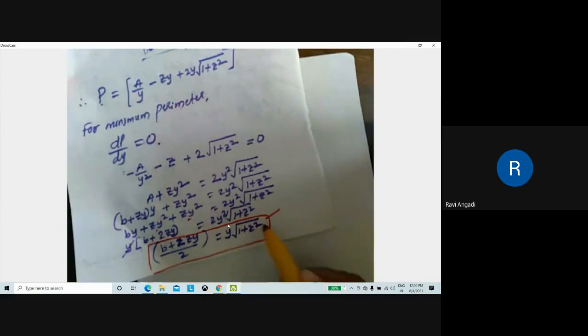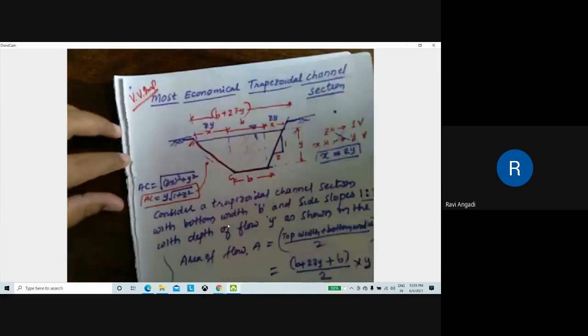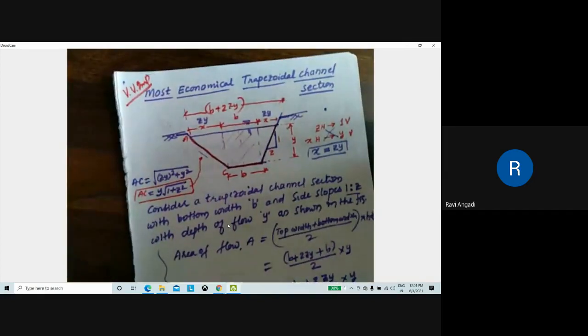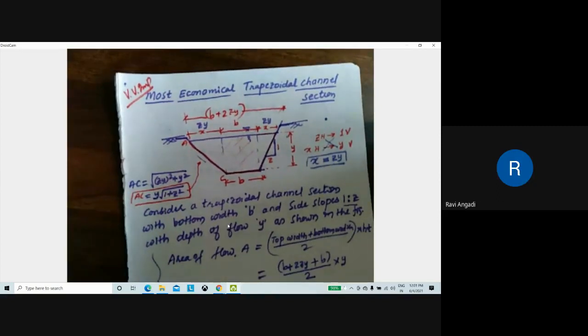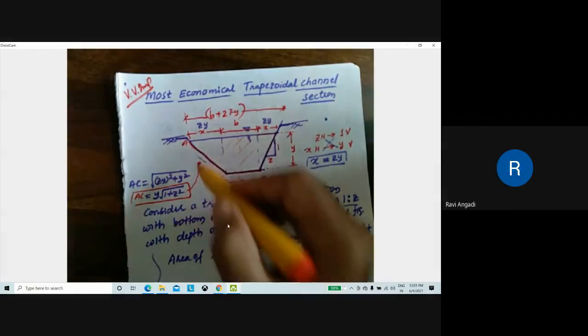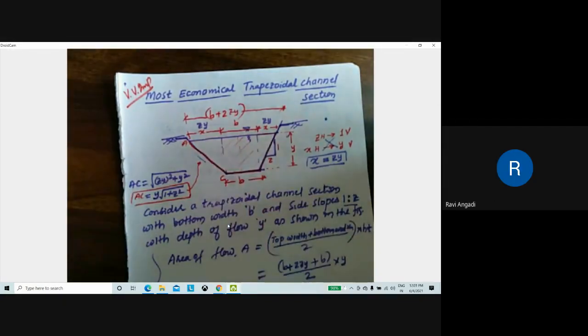y into root of 1 plus z square. What is that, the sloping side AC? Slant AC, or inclined length, or slant length, correct? Yes, sir. Now, with this we can state the first condition.